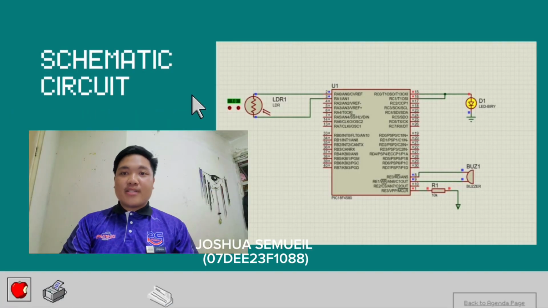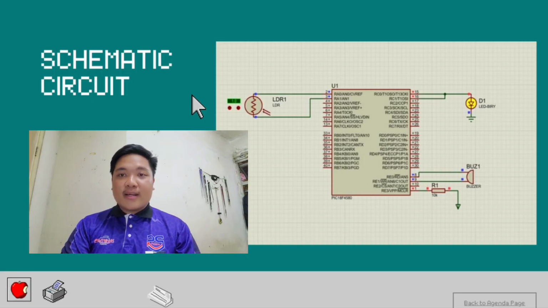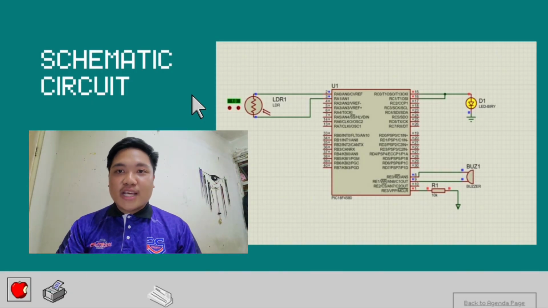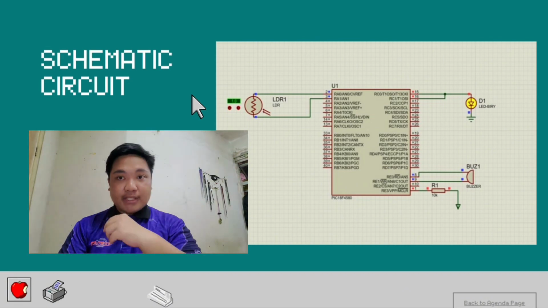Today I'm going to present our circuit diagram and then our coding for our mini project. Alright, let's break it down step by step, starting with the circuit diagram, then the code. First is the circuit diagram explanation.